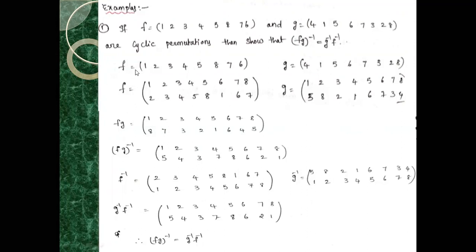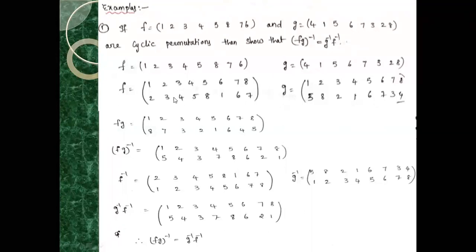So f is equal to (1 2 3 4 5 8 7 6). First we write this cycle permutation in permutation form. 1 is related to 2, so the image of 1 is 2, and 2 is related to 3.